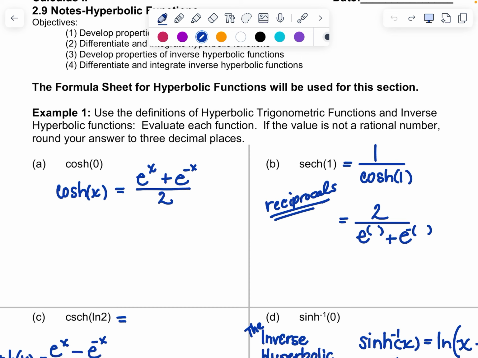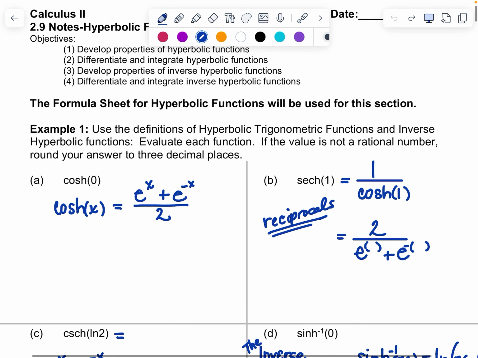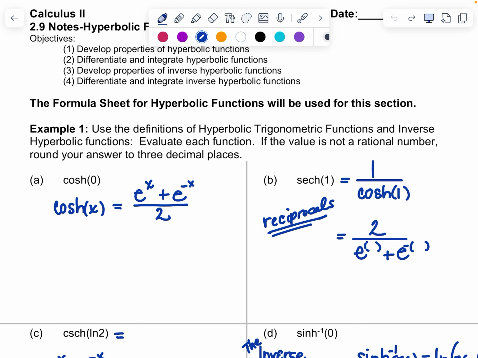If you have to slow the speed down, you can, and rewind if you need to. I also give you a formula sheet for hyperbolic functions, and I'll try to send that along with this video.